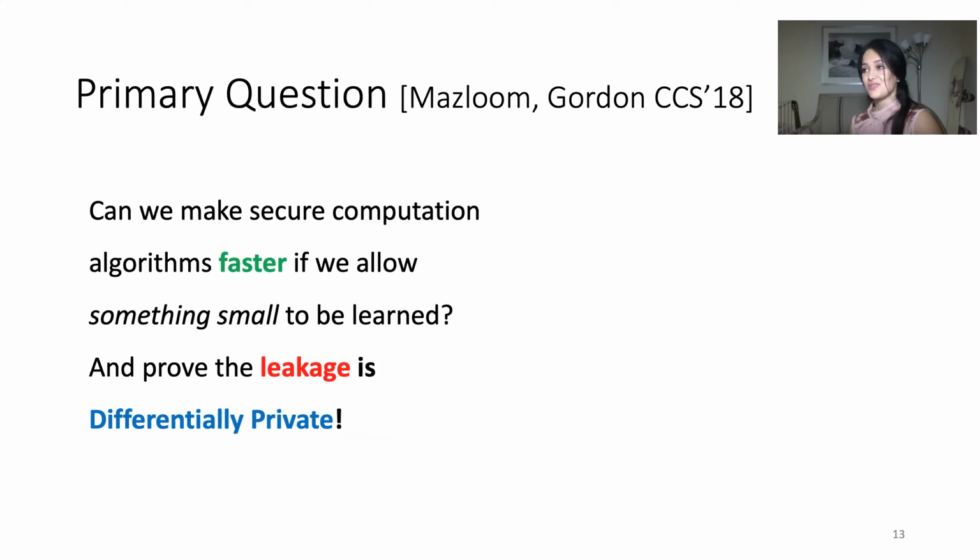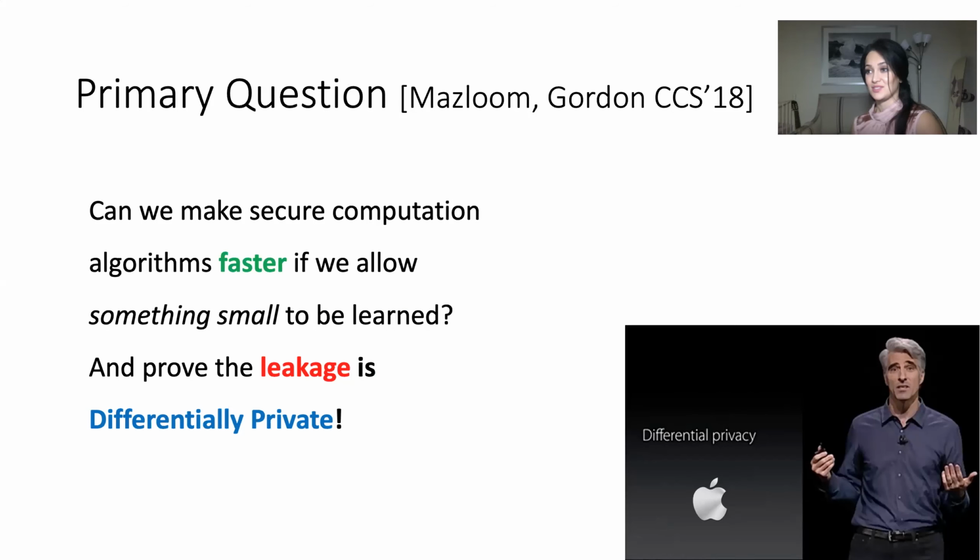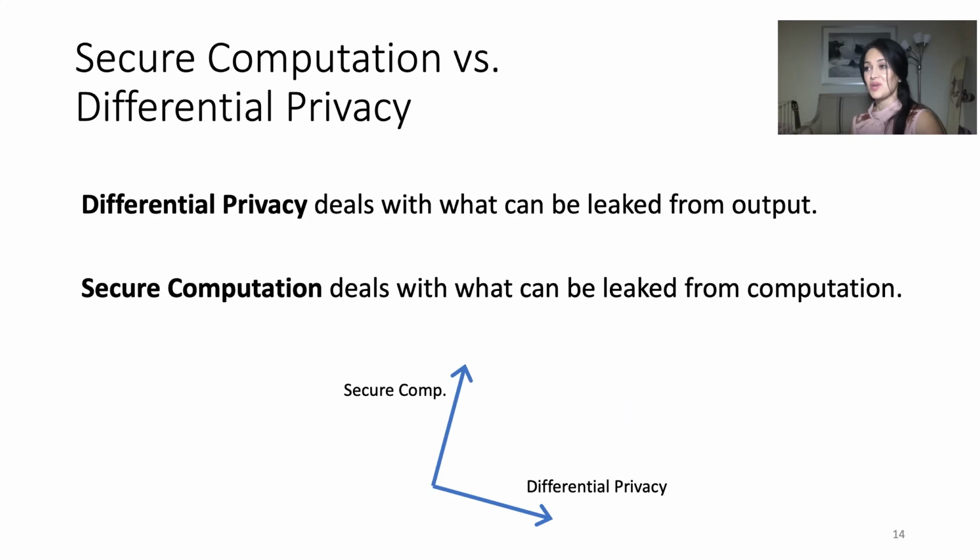So the primary question we asked was, can we make secure computation algorithms faster if instead of having full security, we allow something small to be learned by the attackers and then prove that what is learned is differentially private? But keep in mind that differential privacy is a separate, orthogonal question from secure computation, since they are traditionally two different areas and are concerned with two different problems. Differential privacy is concerned with what is learned from the output, but here, what we care about is what is learned from the computation itself.